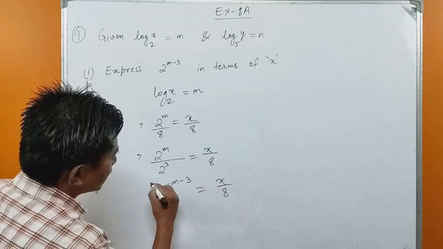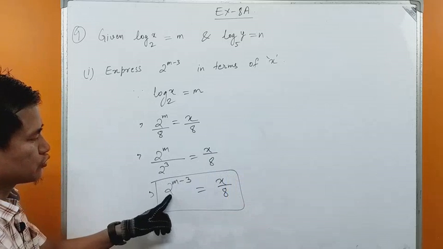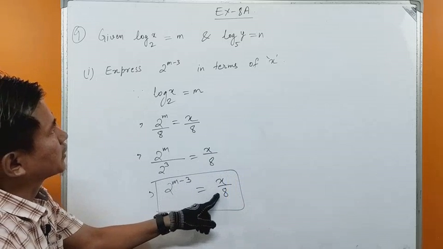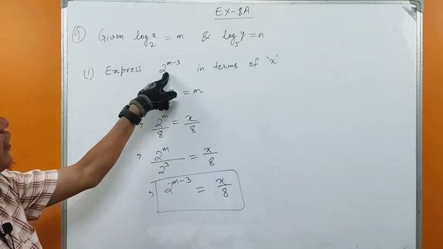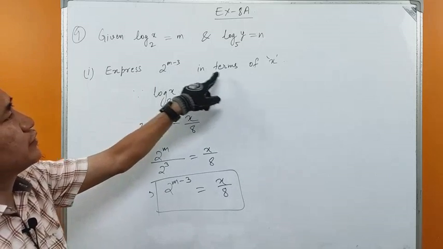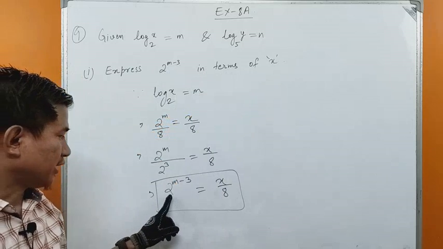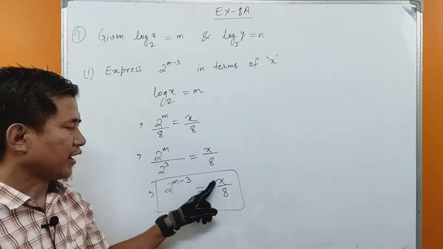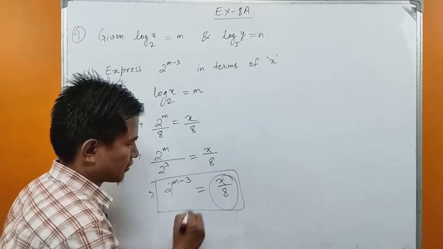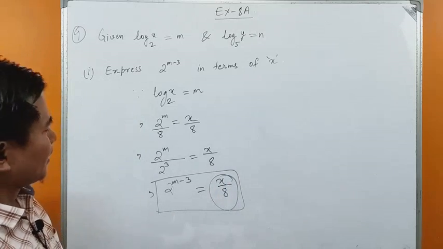So the answer for this, 2 to the power m minus 3, is x upon 8. We were asked to find the value of 2 to the power m minus 3 in terms of x. So the answer is 2 to the power m minus 3 is x upon 8. This is the answer, okay, x upon 8. I hope you got this.